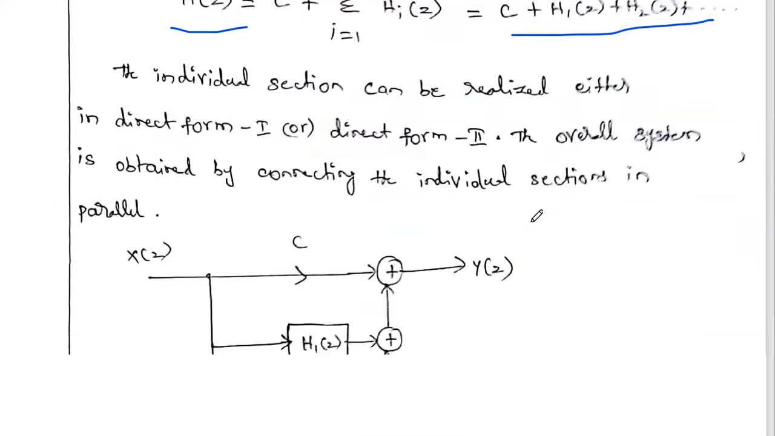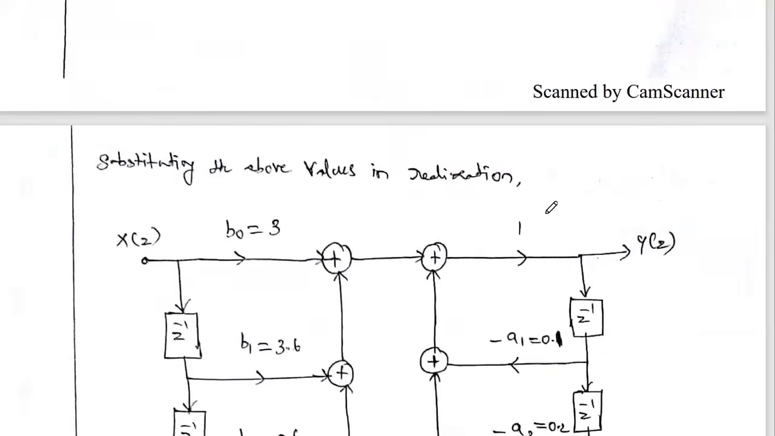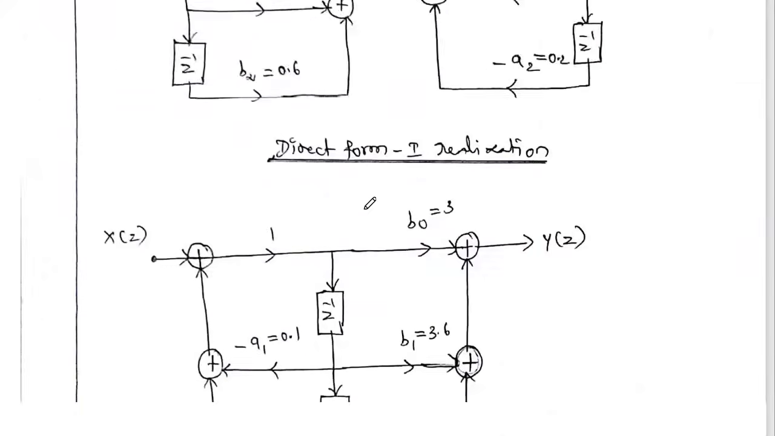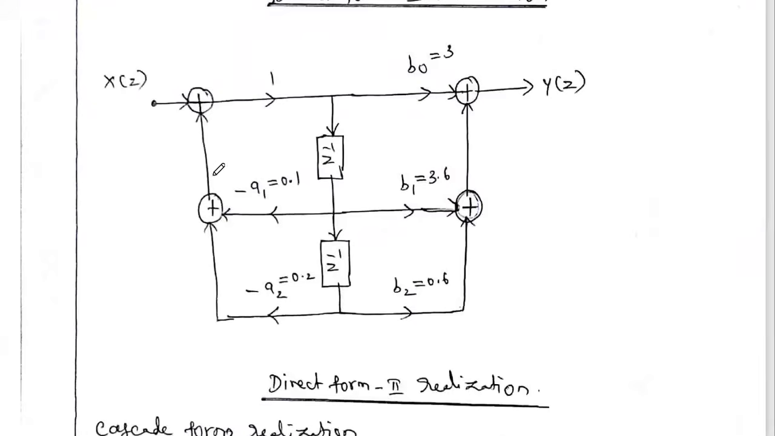So this is direct form 1. In direct form 2, the two delays are replaced by a single delay in the center. In the center is the delay element, with adders at the first and last positions. In the first half we use minus A1, minus A2. In the second half we use B0, B1, B2. You just substitute the values: B0 is 3, B1 is 3.6, B2 is 0.6. Minus A1: the A1 value is minus 0.1, so minus of minus 0.1 is 0.1. Similarly, here 0.2. This is the input, this is the output, and this is the direct form 2 realization.